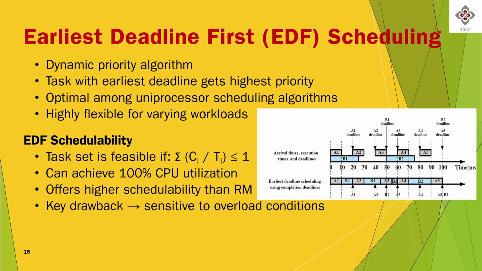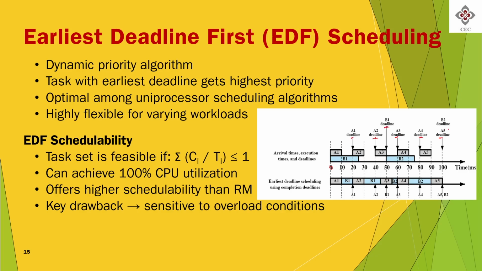So, the first scenario is where A1 and B1 are both arriving at the same time. A1 is arriving at the same instant, for example at 0, both arriving at the same time. As we say that earliest deadline first, since A1's deadline is 20, this is the deadline for A1 and this is the deadline for A2, A3, A4, A5.